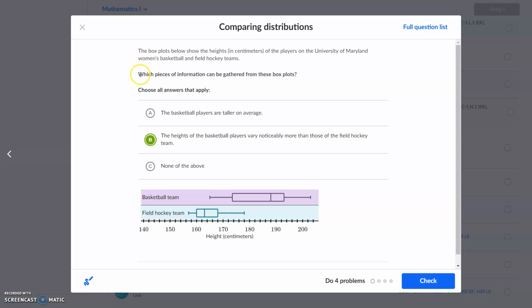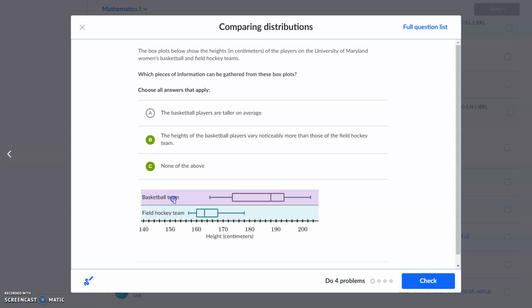So it says, all the questions are about the same. Which pieces of information can be gathered from these box plots? What you're trying to figure out is which ones are true. Is this one true? Is this one true? Are they both true? Or are none of them true? You have to make those decisions, and it can be kind of difficult, but we're going to work on them together. So this graph has two teams.